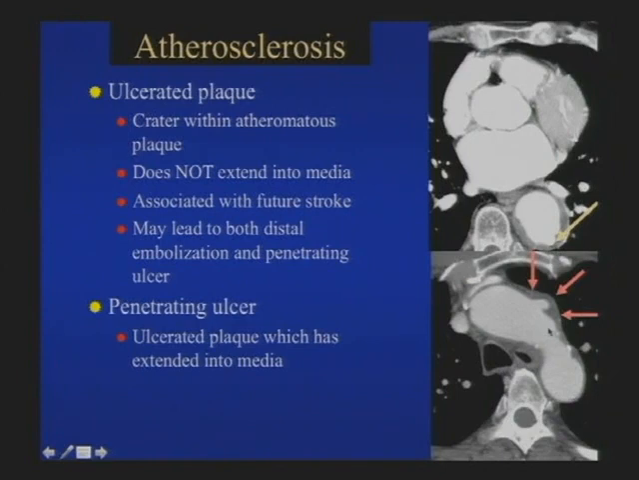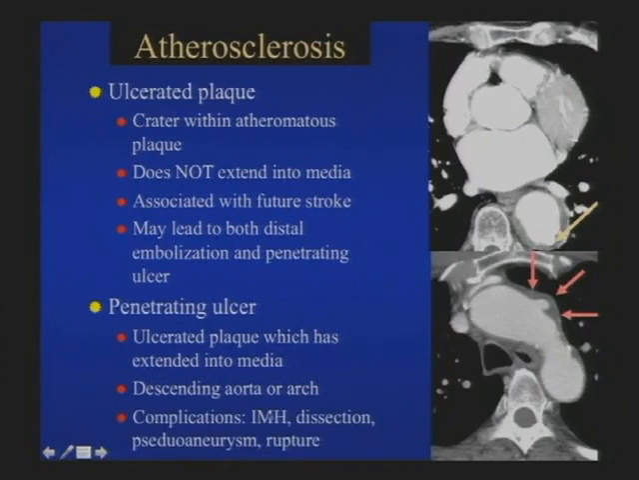When it goes into the media, problems happen because now you essentially have a small little pseudoaneurysm because not all 3 layers of the wall are there. And you have blood in the lumen actually extending into the media. And so you can develop a lot of abnormal effects from that problem. Classically, it's arch and descending thoracic aorta. And the complications of a penetrating ulcer are intramural hematoma, dissection, rupture, and pseudoaneurysm.